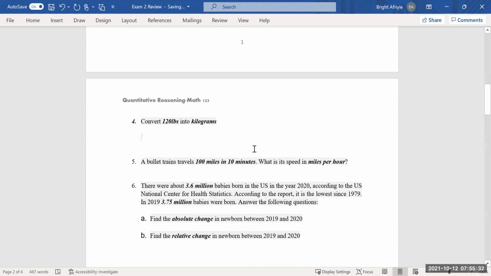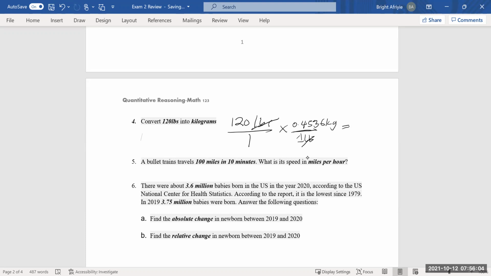Now you have 120 pounds. You want to change to a kilogram, okay? So you know that 1 pound, and a pound will go to the bottom because you have a pound on top so that they will take care of each other. This is 0.4536 kg. That's the identity ratio, right? So this will take care of that.